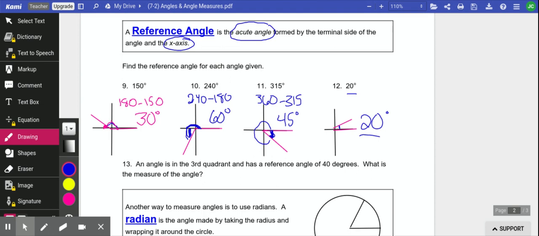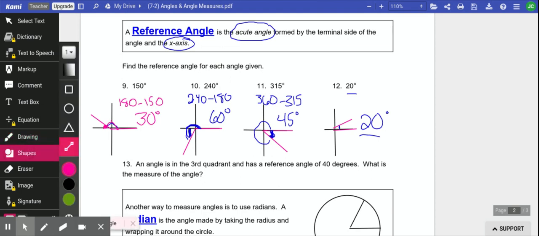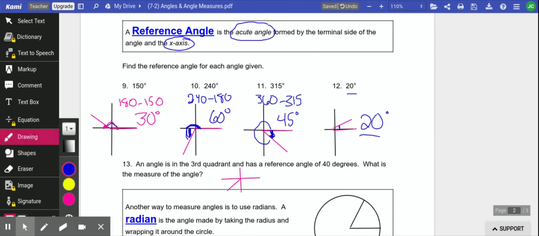All right, number 13 is a similar type problem, just asked in a different way. An angle is in the third quadrant and it has a reference angle of 40 degrees. What is the measure of the angle? Okay, well, let's draw this. So we're in the third quadrant, so somewhere over here. And all we know about this is it has a reference angle of 40 degrees. So remember, a reference angle is the acute angle made with the x-axis. So all we know is that is 40 degrees. That was maybe a little bit tiny. Let's try that again. That is 40 degrees.